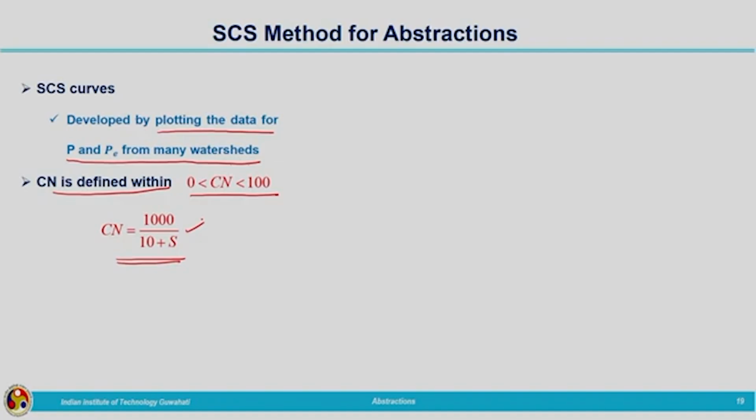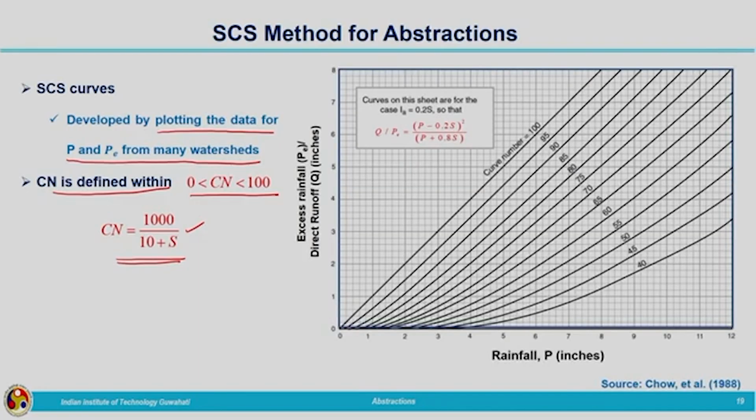In this, S is in inches, and SES curves have been developed with respect to excess rainfall or direct runoff. That is, P is our excess rainfall and total rainfall P. This curve is in inches. So, here we are having different curves having different curve numbers. So, for your particular watershed, what is the curve number? Based on the land use and soil type, you can determine. Tables have been given in the textbooks. From that, you can determine the curve number. Corresponding to that, you can choose the curve out of this, and you can calculate the value corresponding to total rainfall, how much the excess rainfall will be coming.